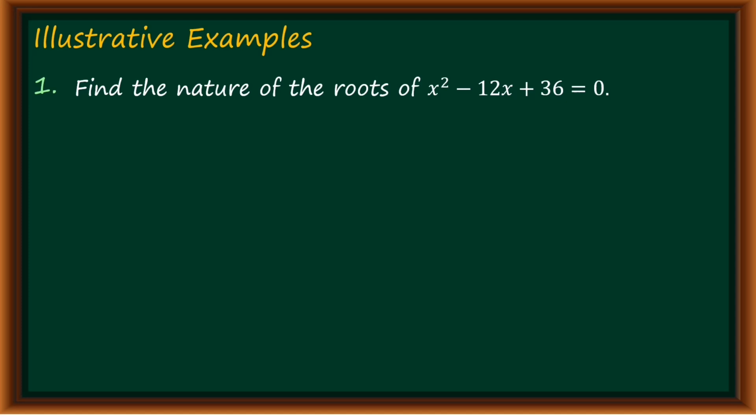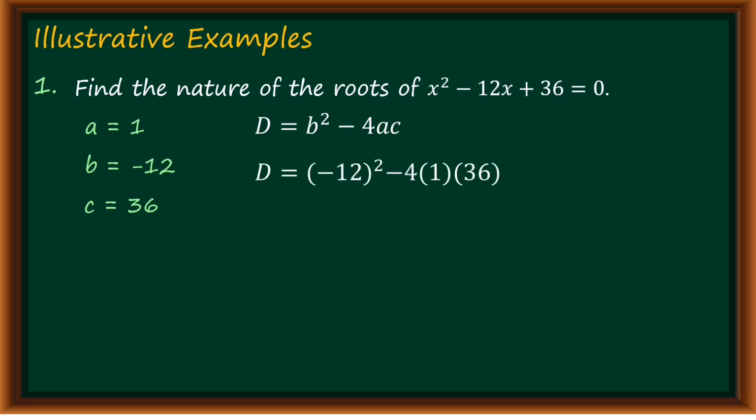As you notice, our equation is already written in the standard form. So we can now proceed in finding the value of a, b, and c. So our a is equal to 1, our b is equal to negative 12, and our c is equal to 36. Now, let us substitute those values in the discriminant b squared minus 4ac. So our b is negative 12, so that is quantity negative 12 raised to 2 minus 4 times 1 times 36 because your a is 1 and then your c is 36.